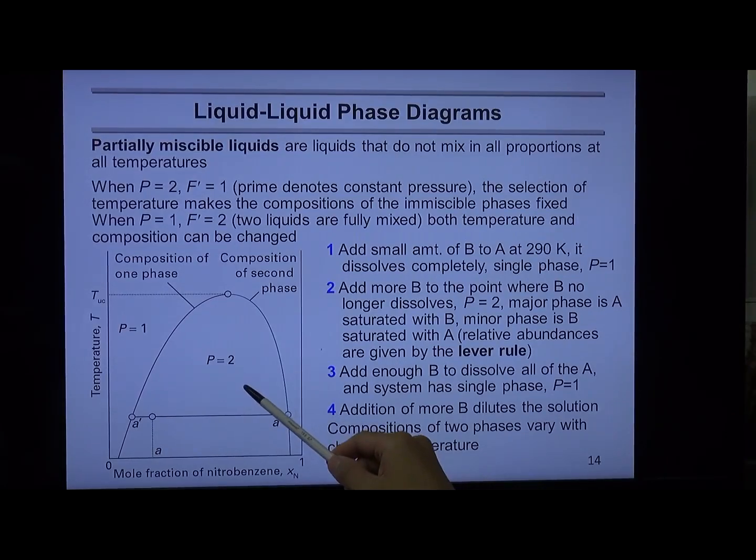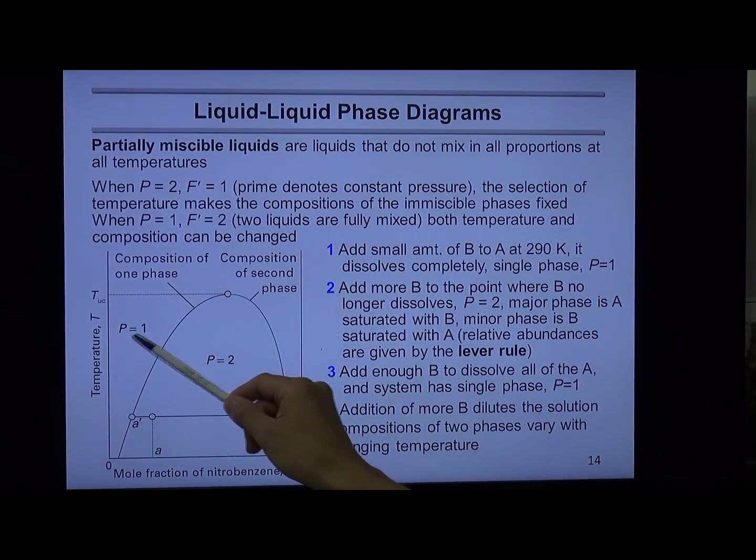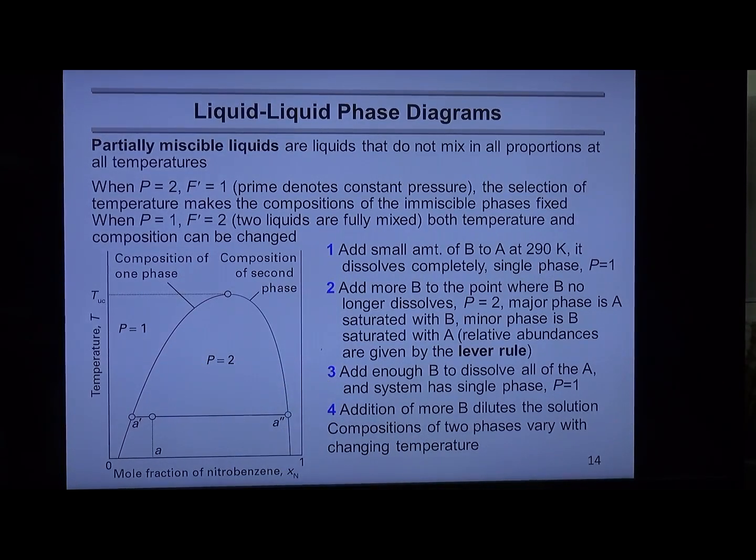If you look at the phase diagram of a partially miscible liquid, it looks like this. In this region, P is equal to 1, so there's only one phase, which means that the 2 different liquids are totally mixed together. But here, there are 2 different phases, because they are partially miscible. In this region, 2 different phases coexist. And let's see what happens. So let's follow these 4 steps.